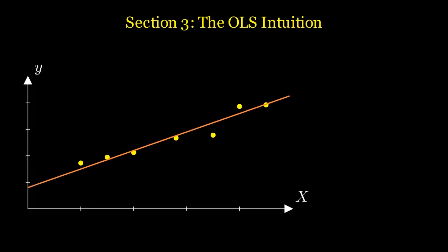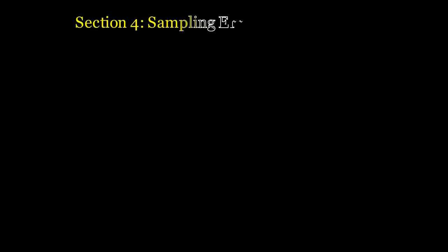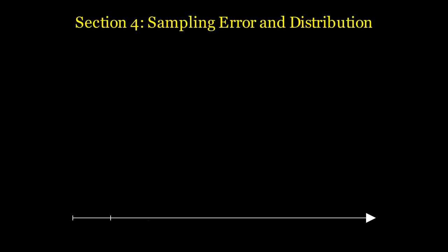OLS tries to draw a line that minimizes the sum of squared vertical distances between the observed data and the line. Mathematically, beta hat equals (X transpose X) inverse X transpose y. This formula is the engine that transforms raw data into an estimate that hopefully points toward the truth.